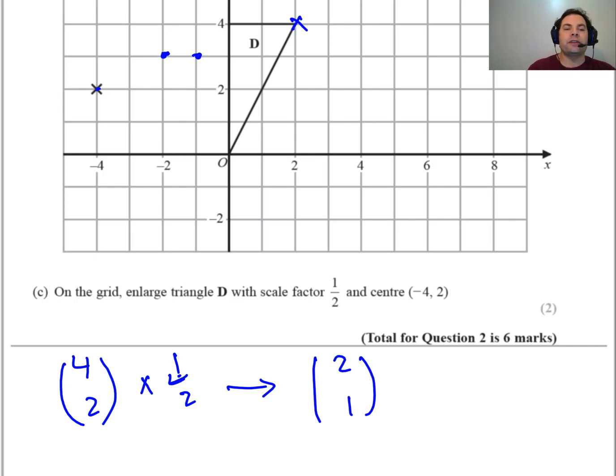Repeat it again with the third point. How to move from the center to point 0, 0? Start from the center, move 4 to the right. If you halve it, will be 2. Move 2 down. If you halve it, will be 1. So 2, then 1, then join the 3 points. So the triangle will be like this.